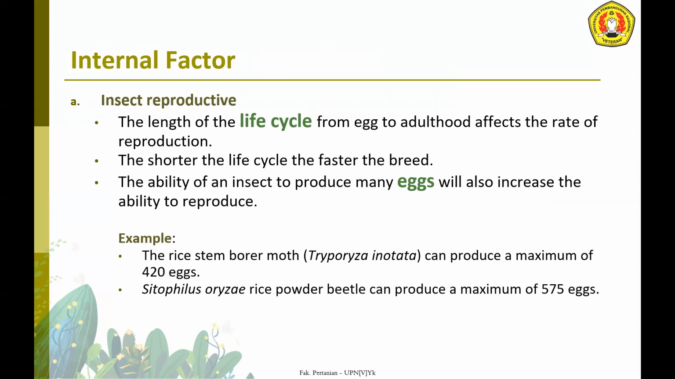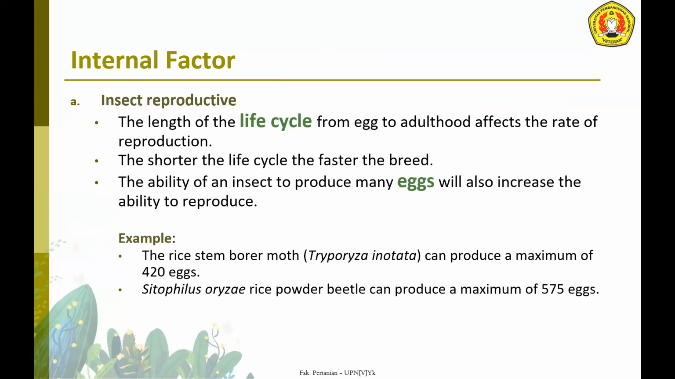Internal factor number one is insect reproduction. The population of insects is so high because of insect reproduction. First, because the life cycle of insects is very short. For humans, we wait until 20 or 25 years until we can reproduce.